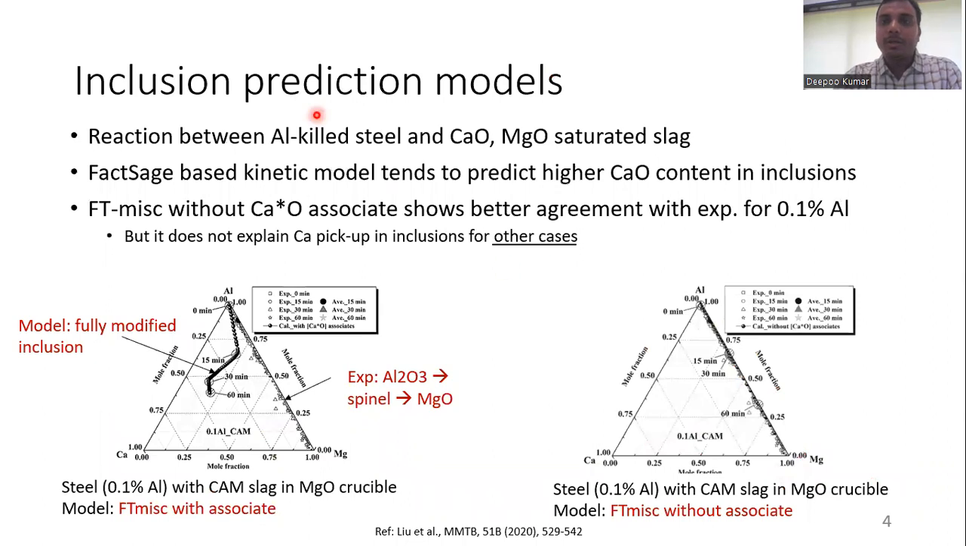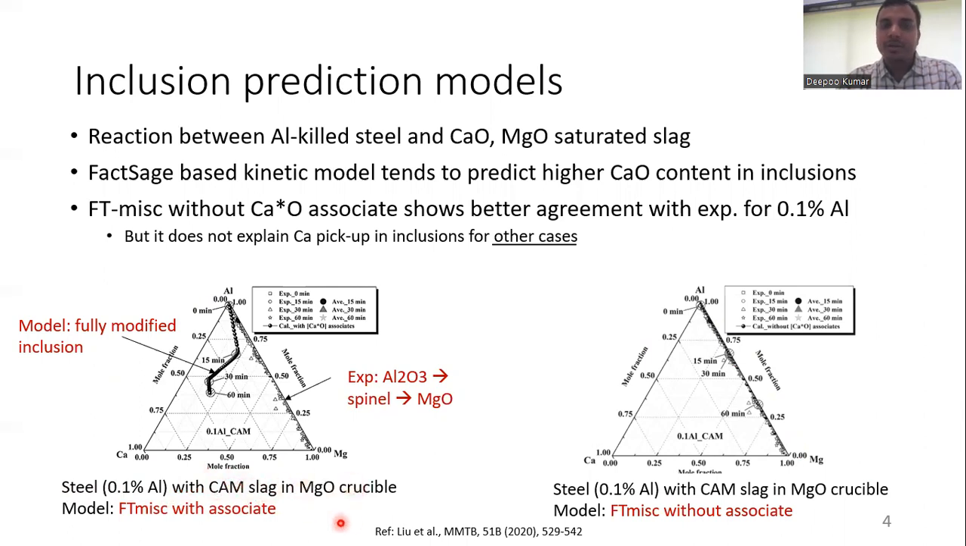To understand or utilize this kinetic model further, there has been a lot of work on inclusion predictions as well. And in this particular context of calcium solubility in steel, I would like to discuss the result for reactions between steel and slag, that is, aluminum steel and calcium oxide, magnesium oxide saturated slag. The ternary diagram on the left shows the inclusion composition in terms of mole fraction of aluminum, calcium, and magnesium normalized to 1. The reaction is between steel containing 0.1% aluminum and slag saturated in calcium oxide and magnesium oxide.